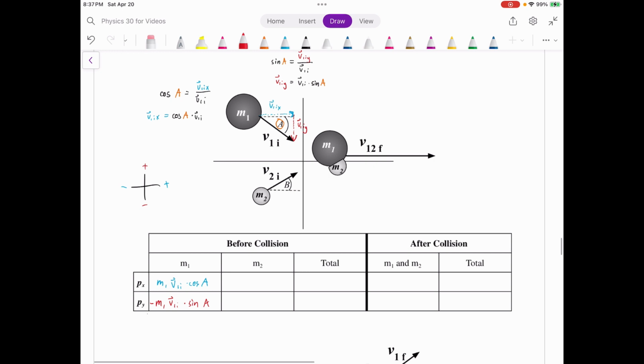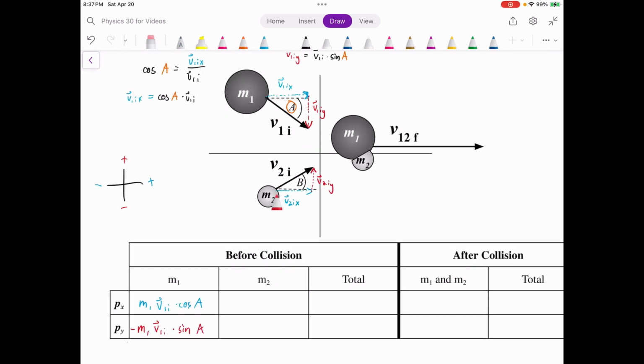Let's do the same thing now for mass 2. So there are mass 2's x and y components of its initial velocity. Let's use SOHCAHTOA to get expressions for those x and y components. Here we go. So hopefully you can see where I got these expressions from, right? Adjacent over hypotenuse would be cosine. So to get the x component, right, we end up with hypotenuse times the cosine, right?